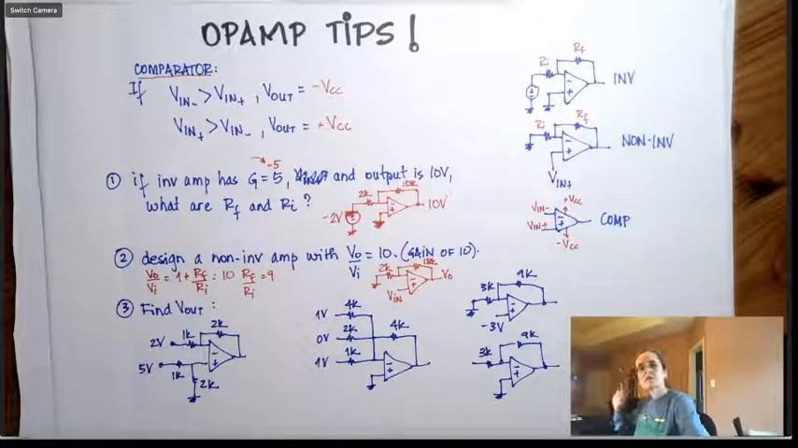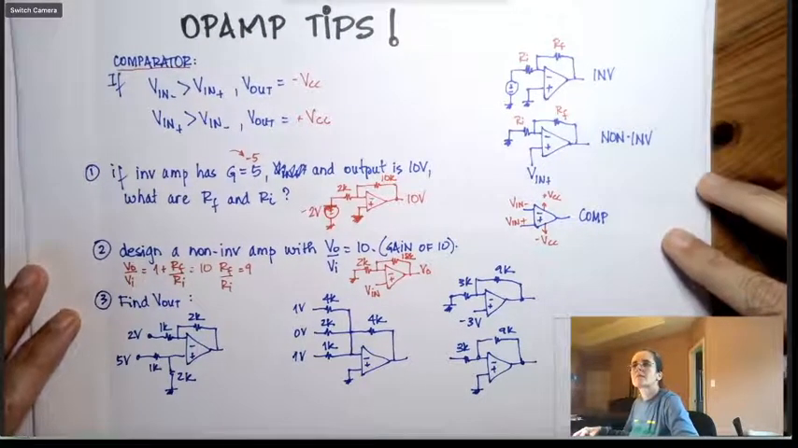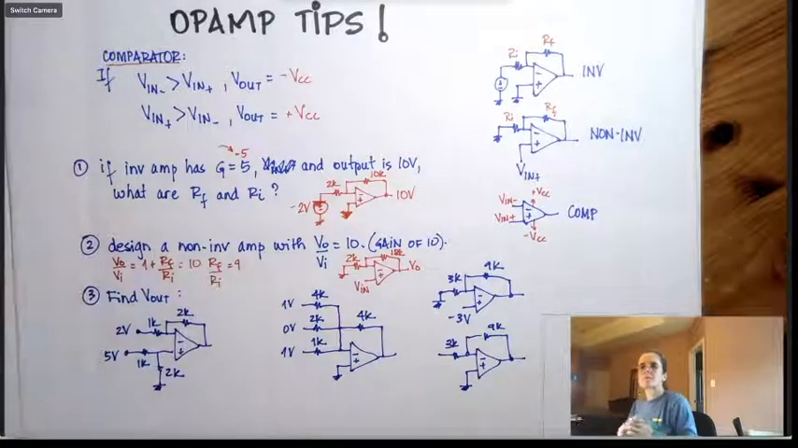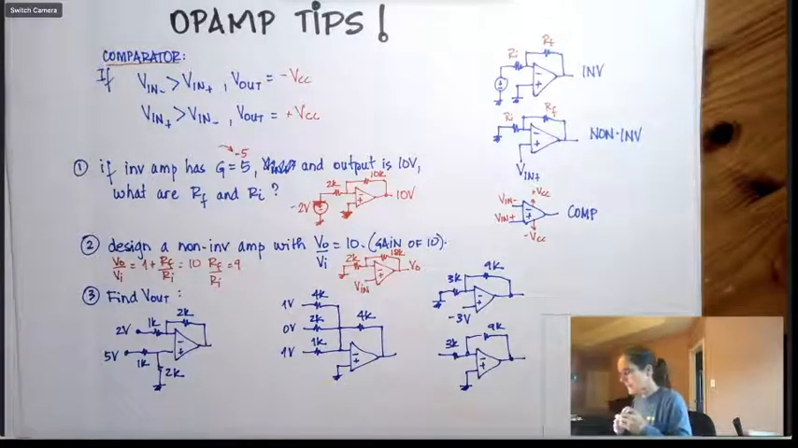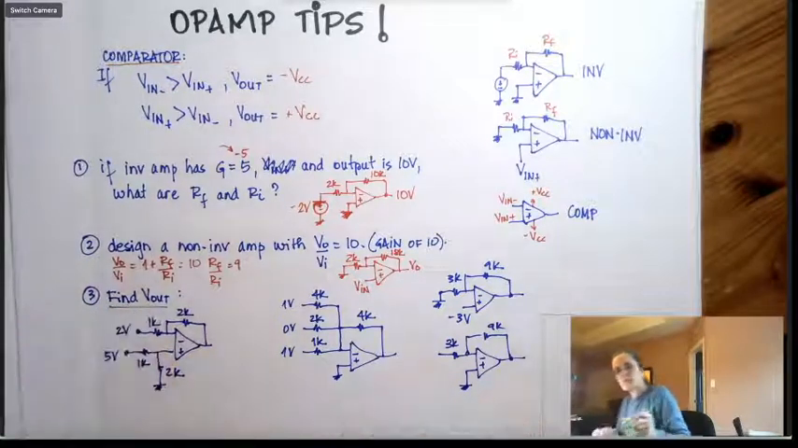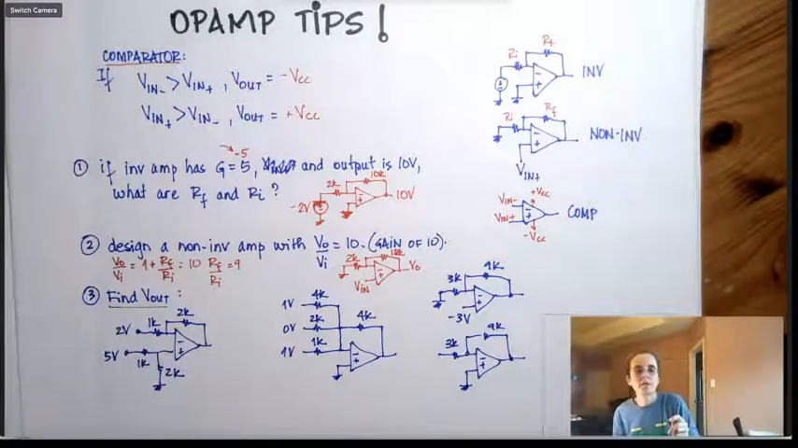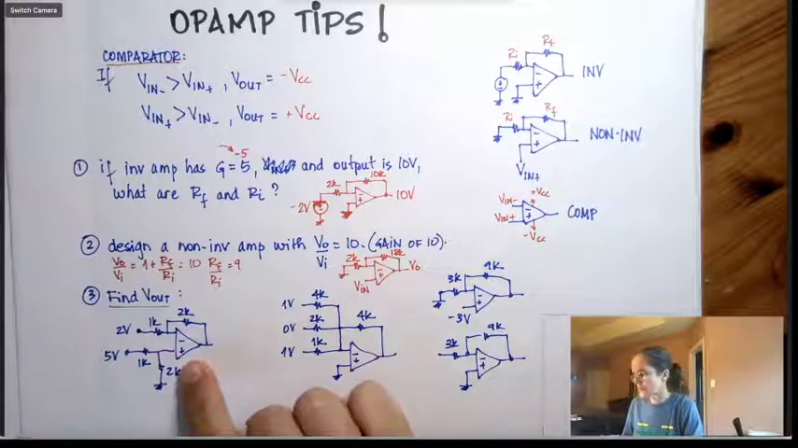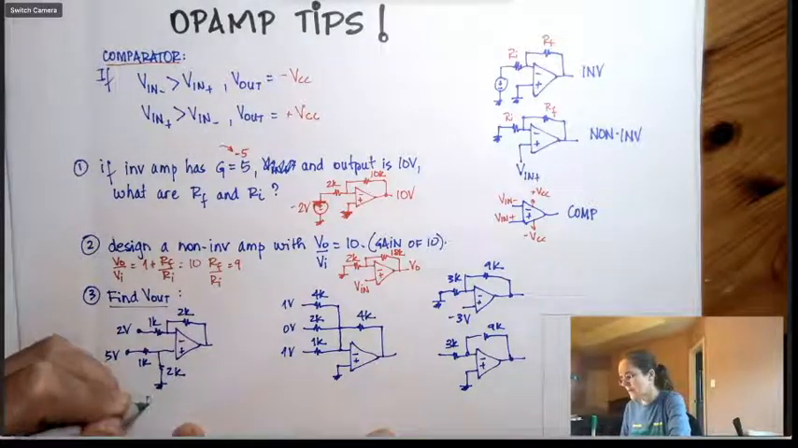Okay, so this is my second part of the video for op-amp tips, and in this case it's only asking us to find the output. This is similar to the word problems that I posted on Blackboard, except instead of drawing all the circuits I wrote. For example, this is a difference amplifier.